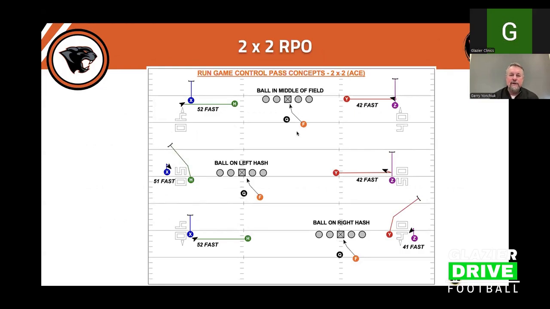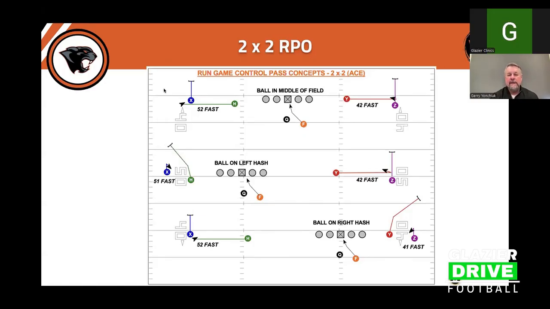So if we're in the middle of the field and it's a 2-by-2 play, what we will do if the ball is inside the rails, guys, anywhere from the outside shoulder of the tackle all the way over, called the box. If the ball's inside of that, we're running fast screen, fast screen.